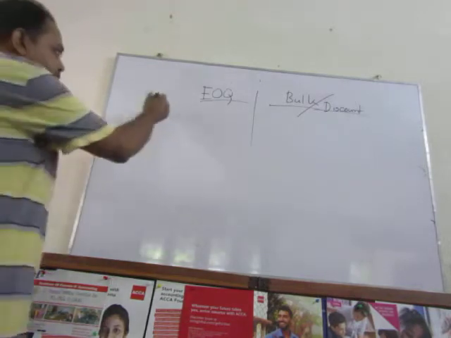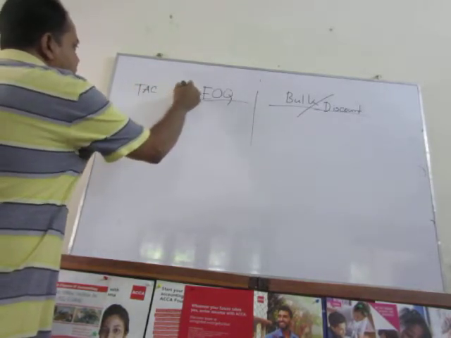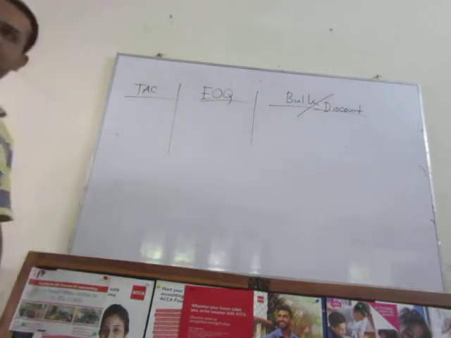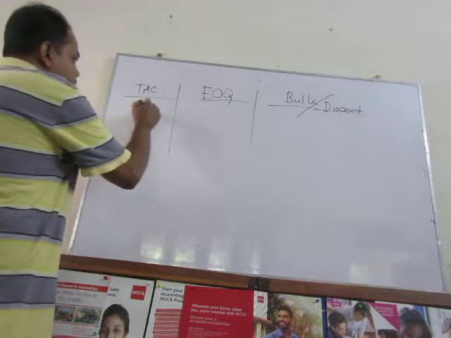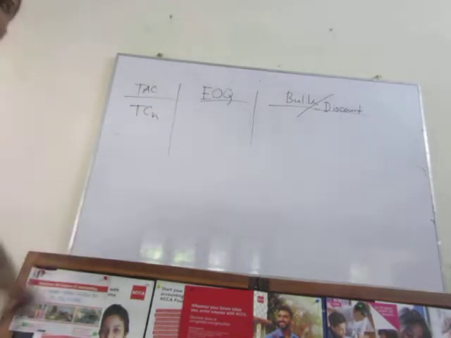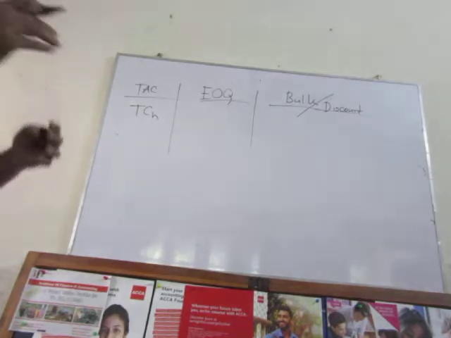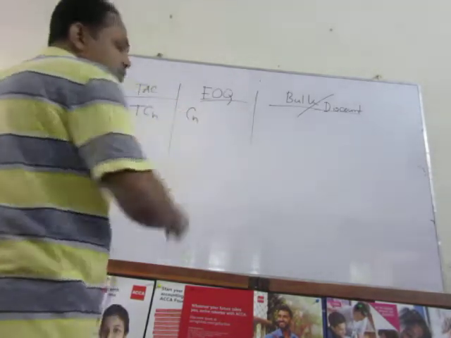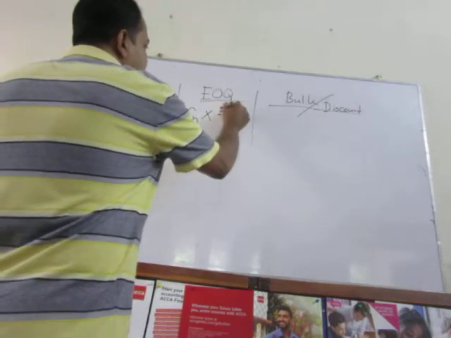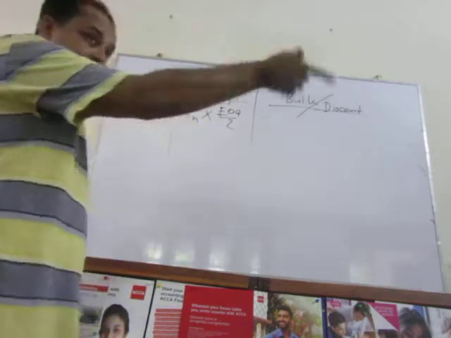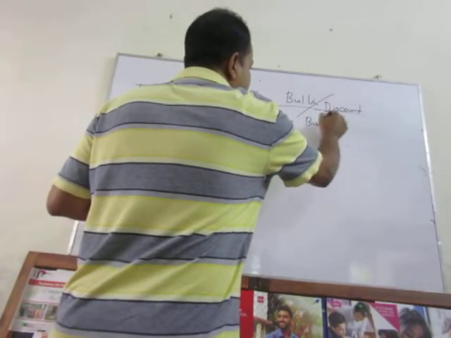Number one, you have to find out the TAC, total annual cost. Total annual cost, how can you calculate that? First of all, you have to find out TCH, and TCH means holding cost to hold the average level of inventory. That means CH, holding cost per unit, into the average level of inventory. You can assume EOQ by 2. But here it will be CH into bulk by 2.